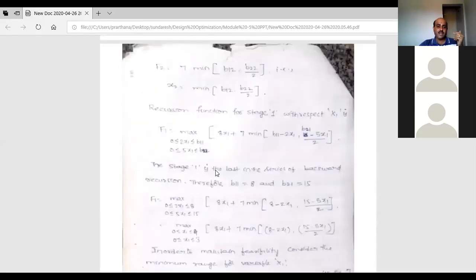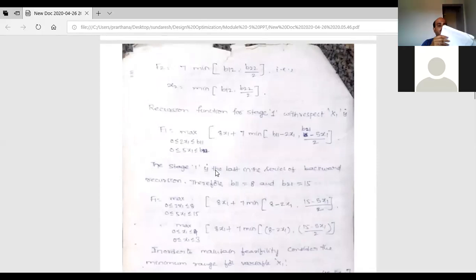Next step, yeah, here. Therefore, what we have written here is f2 is equal to 7 minimum. So we are substituting the minimum value of x2. So f2 is equal to 7 of x2 we have taken here. The x2 value should be the minimum value. So minimum of b12 comma b22 by 2. I hope you're following. Any clarification, anybody?